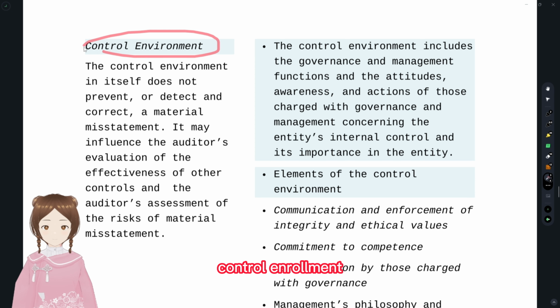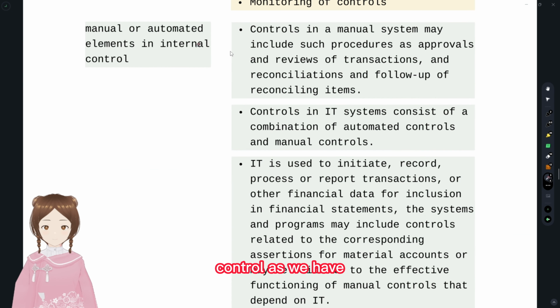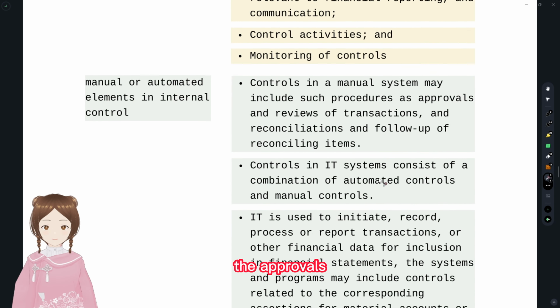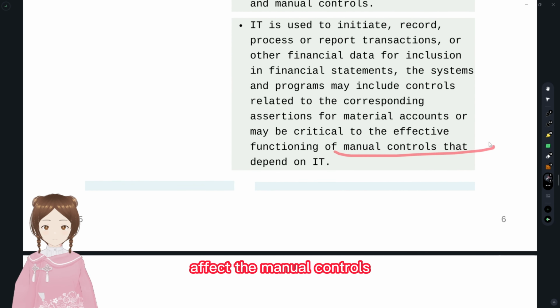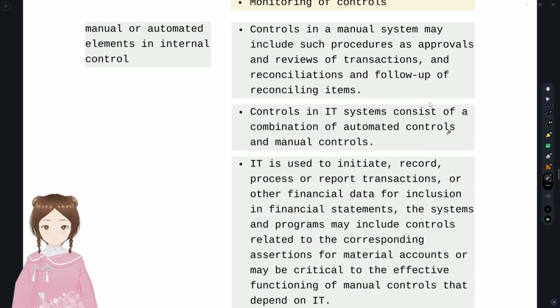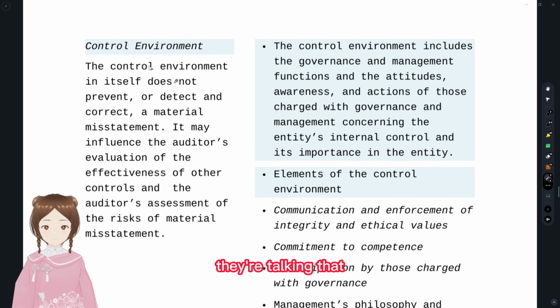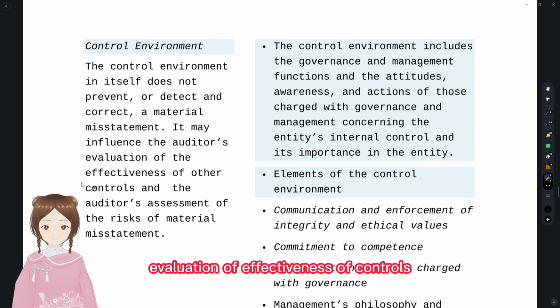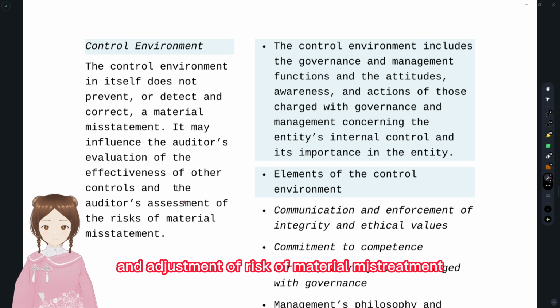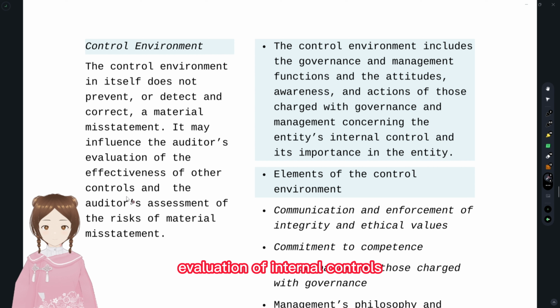You see, even control environment is a manual control, as we have mentioned here. The approvals or decisions that are very critical affect the manual controls, the approvals or follow-ups or reconciliation, because it is widely dependent on IT. And here also they're saying that the control environment is a manual control which does not prevent, detect or correct material misstatement by itself, but which widely affects the auditor's evaluation of effectiveness of controls and assessment of risk of material misstatement. Control environment affects the auditor's evaluation of internal controls and risk of material misstatement. They are talking about that.